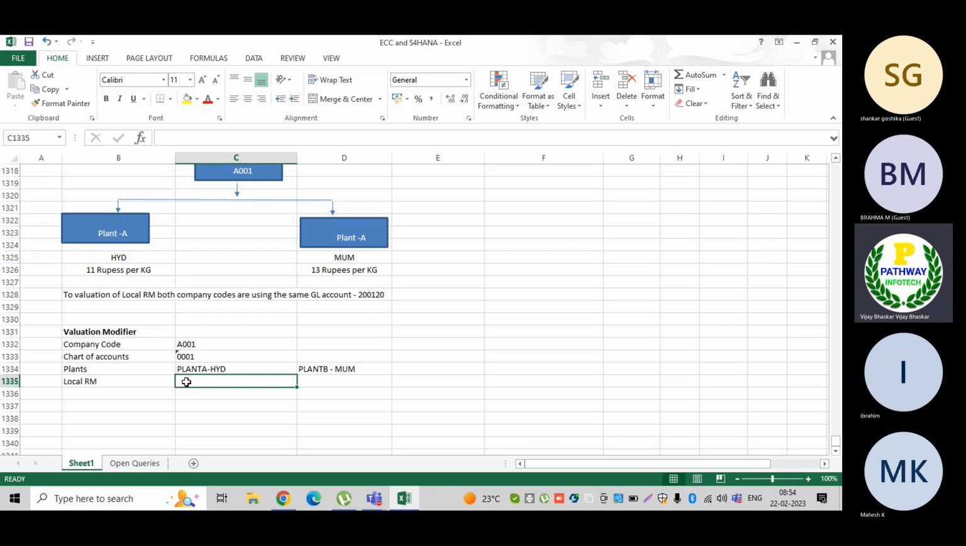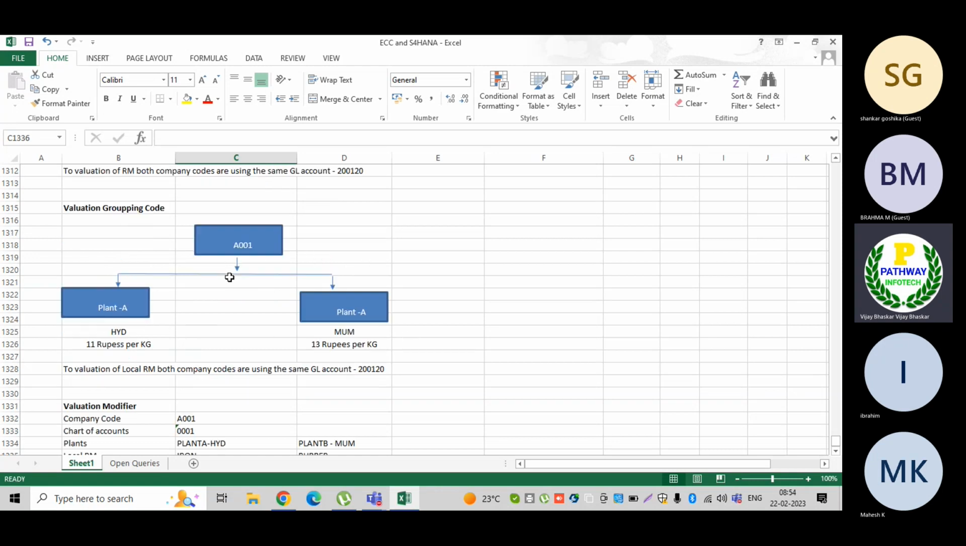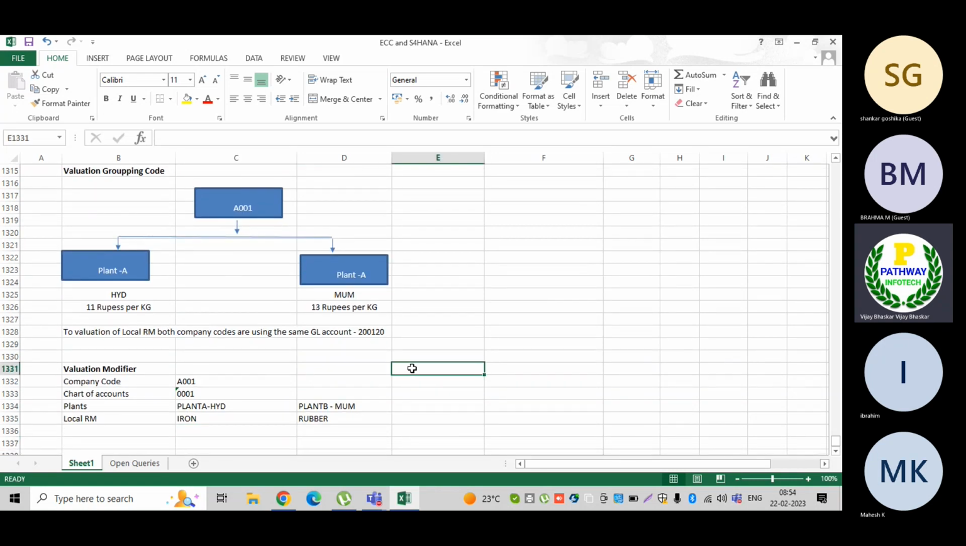What will happen? The local raw materials I am purchasing: let us assume I am purchasing iron, and I am purchasing rubber, just for our understanding. Now in this situation, if I want a valuation modifier, I mean valuation grouping code, what I will do is mention the valuation grouping code here.